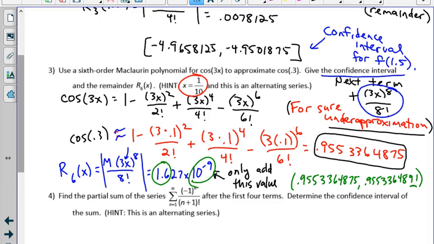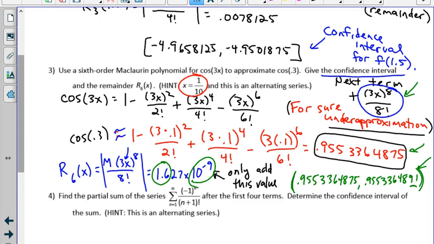Also notice that I have parentheses here because I know that this is smaller than the answer, and I know that this is bigger than the actual answer, because then the term after, 3x to the 8th over 8 factorial, is going to subtract it again and move it back down.